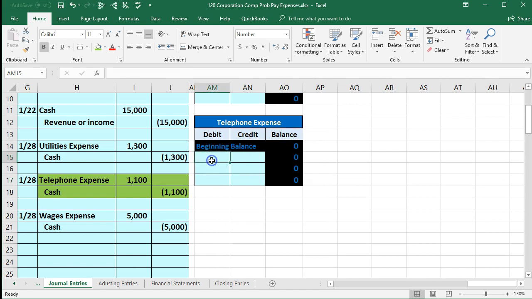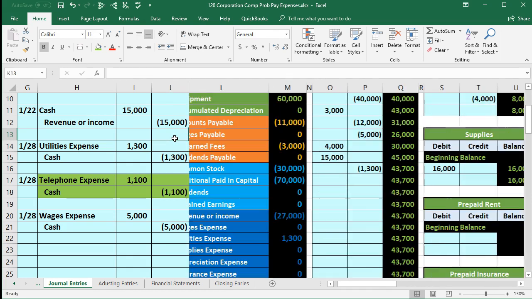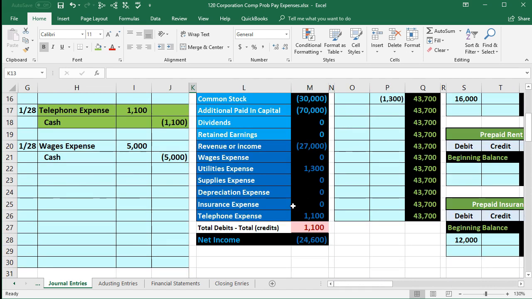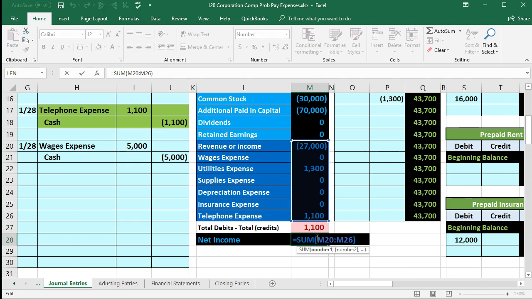So we want to be on the debit side in AM15. Within AM15, we'll say equals and point to that 1,100, bringing the balance up from 0 by 1,100 to 1,100. We'll go right to the left of the frozen screens and click right, popping back over to where we want to be on the trial balance. And we can see that we have that 1,100 here. We're out of balance by that. Net income went down by that as well.